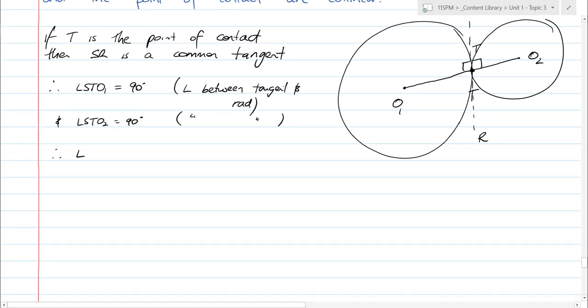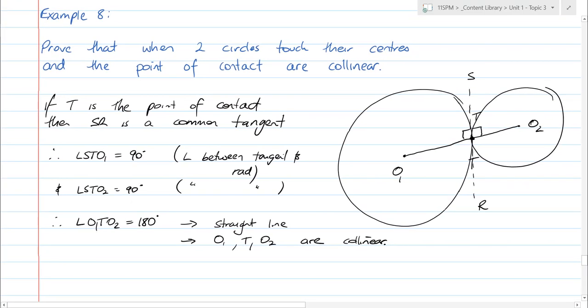And therefore angle O1 T O2, you laugh, but it's really frustrating for me that I can't seem to handle writing things that I'm saying. O1 T O2 is 180 degrees, which implies a straight line, and this is the requirement for collinearity. O1, T, O2 collinear. Here we go. Any questions apart from how do I live with myself?